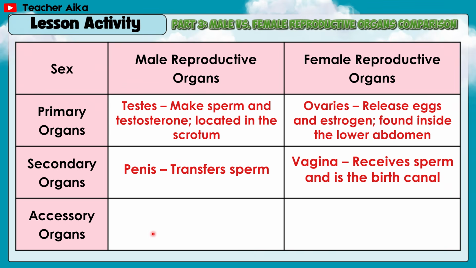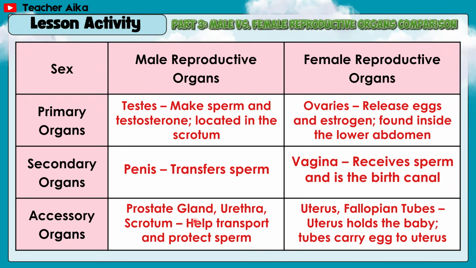Accessory organs: male, prostate gland, urethra, scrotum, help transport and protect sperm. Female, uterus, fallopian tubes. The uterus holds the baby, the tubes carry the egg to the uterus.